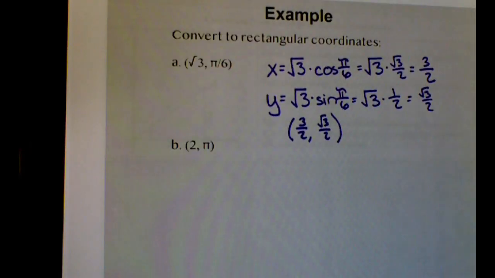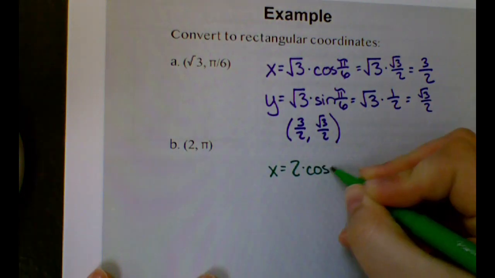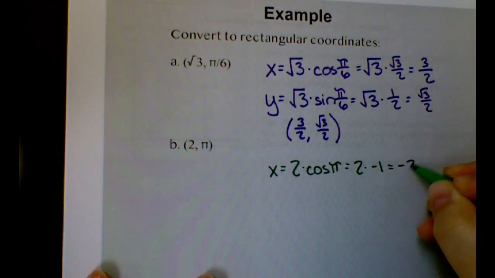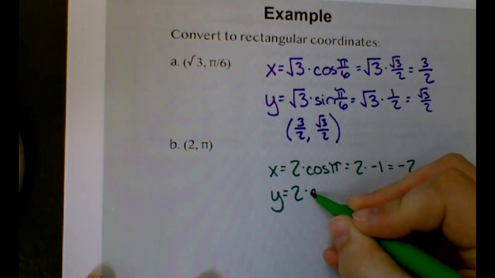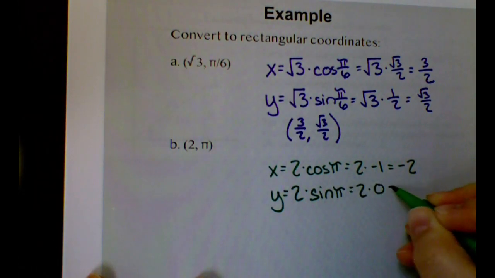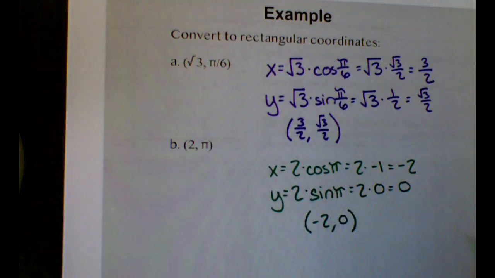All right, 2 comma pi. Well, to get my x coordinate, I take my radius times the cosine of my angle. The cosine of pi is -1, so I get -2. For my y coordinate, I take my radius times the sine of my angle. And the sine of pi is 0, so I get 0. I get the coordinate -2, 0.